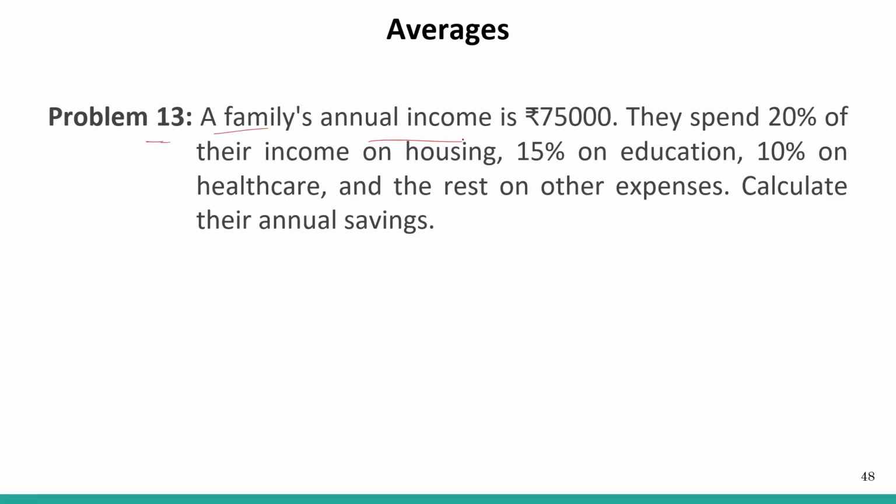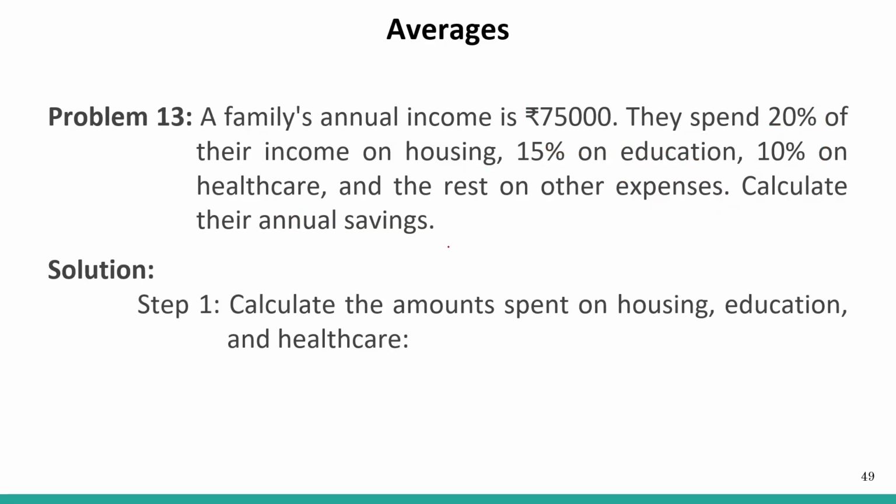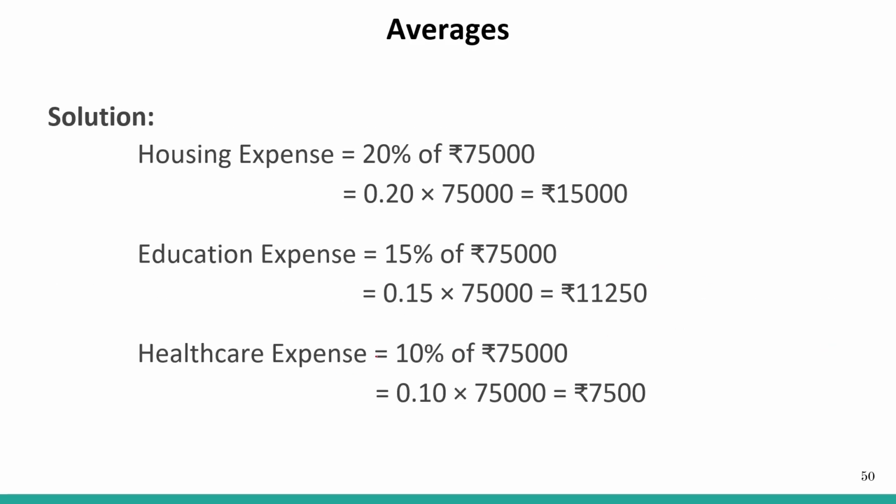A family's annual income is 75,000. They spend 20% of their income on housing, 15% on education, 10% on healthcare, and the rest on other expenses. So calculate their annual savings. So let's go forward with the step-by-step solution. So calculating the amount spent on housing, education, and healthcare.